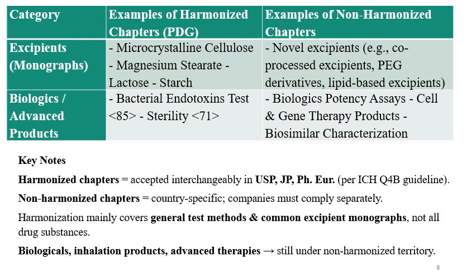Similar is the case for the biologics like bacterial endotoxin test and sterility. These are harmonized, and biologics potency assays are non-harmonized. Harmonized chapters are accepted interchangeably in the USP, JP, PhEur, and these are as per the ICH Q4B guideline. Non-harmonized chapters are country specific and companies are required to comply separately for these non-harmonized requirements.